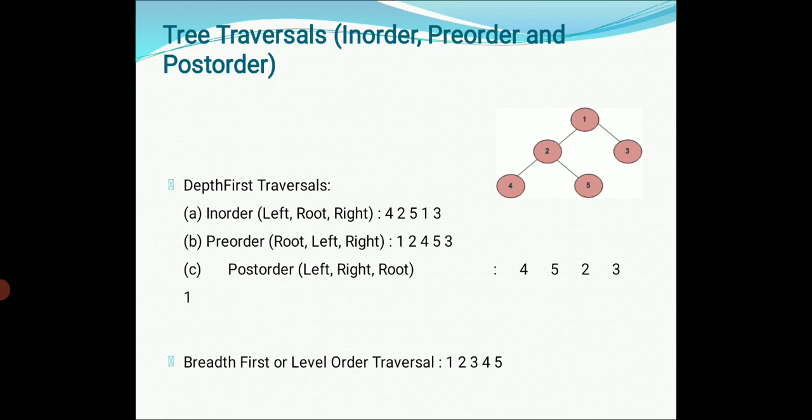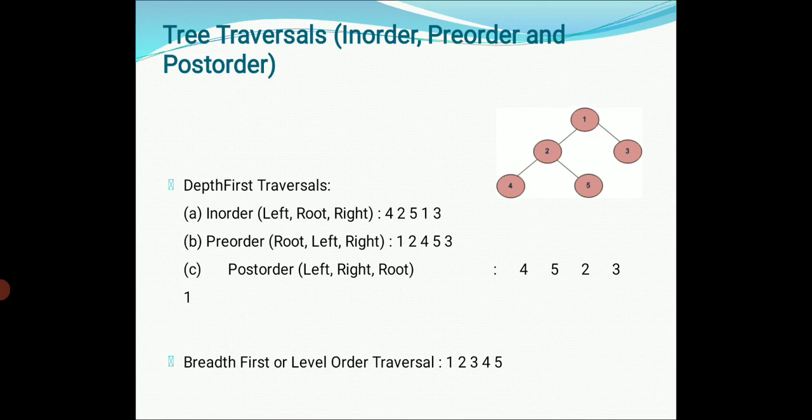In the in-order technique, first we go to the left. 1 is the root node, the left node is 2, and the next left node is 4. So first we return the value 4, then go to the root node, that is 2, then right, that is 5. The left subtree is finished, then go to the root node, that is 1, then the right node is 3. So the in-order depth first traversal gives the values 4, 2, 5, 1, 3.